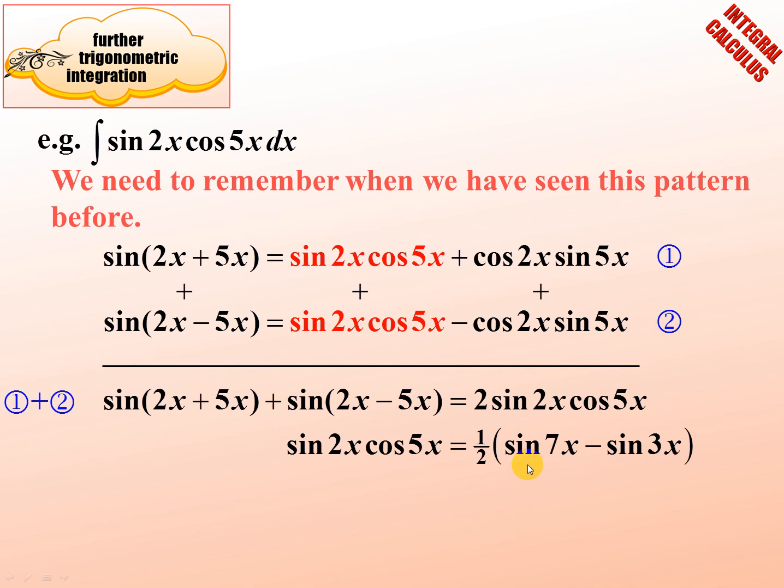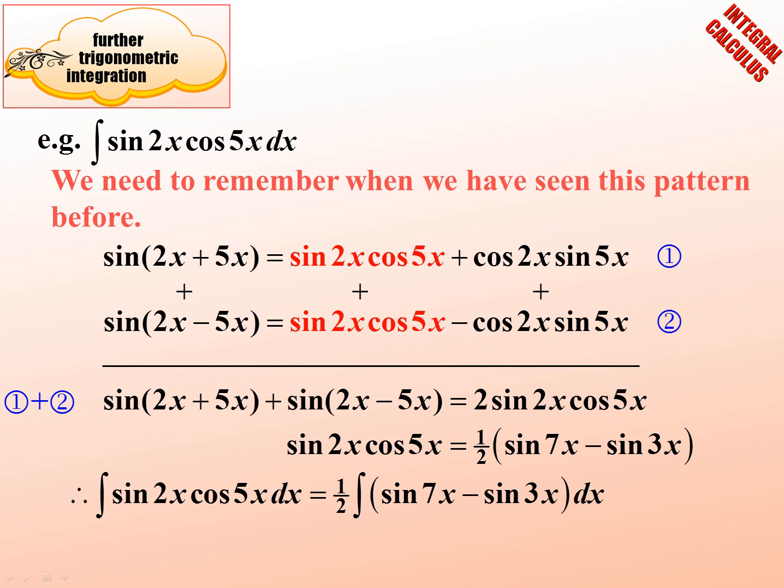So now, this we can integrate. Integral of that is the same as integral of that. The half can go to the outside of the integration sign. Now these are two terms, we can integrate them separately. That becomes minus cos 7x over 7. That becomes minus cos 3x over 3, changing that to a plus. And we have the half outside. So the over 7 becomes over 14. Over 3 becomes over 6. Plus c.